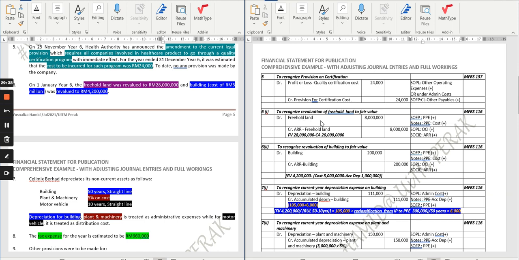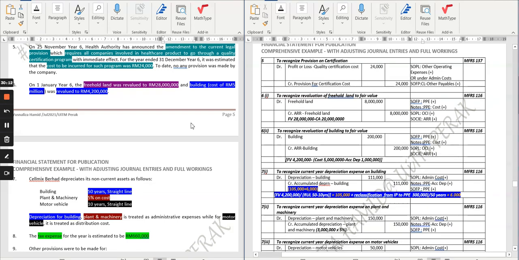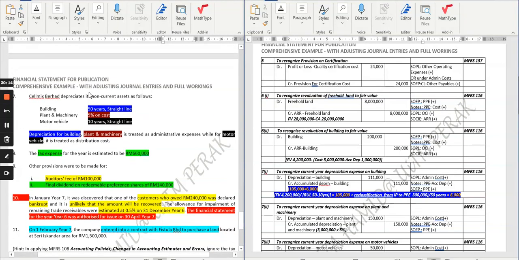The freehold land will be debited. That will increase your PPE by 8,000. And you will credit the asset revaluation reserve freehold land, where the effects would be two. One is in the other comprehensive income in the SOPL. You need to add the freehold land to the other comprehensive income, and you need to also include that surplus on revaluation under your asset revaluation reserve under the statement of changes in equity. So that will be shown in our statement of changes in equity. Our focus is to do the adjusting journal entries.